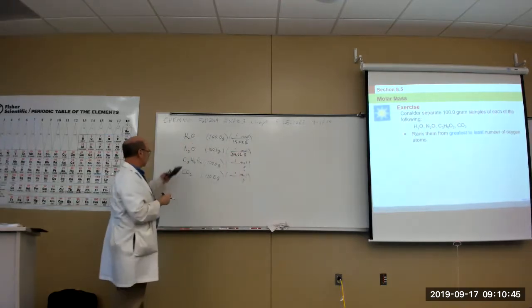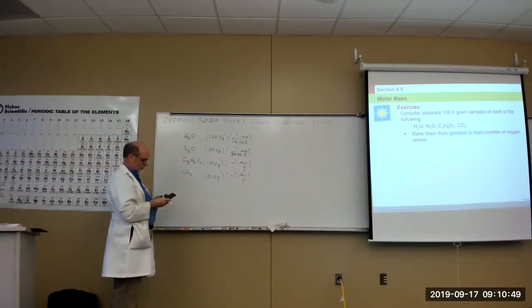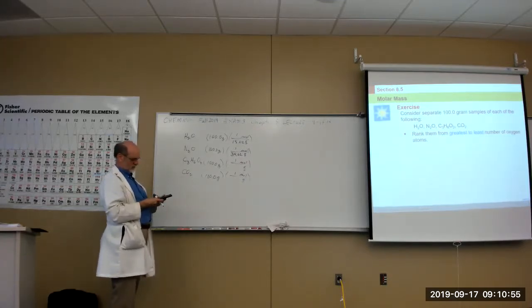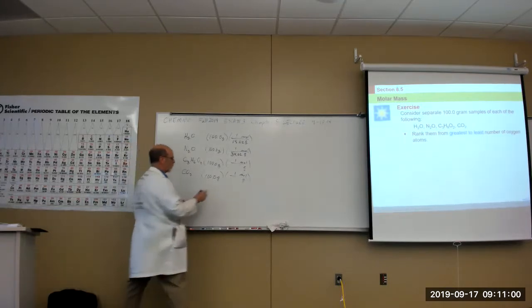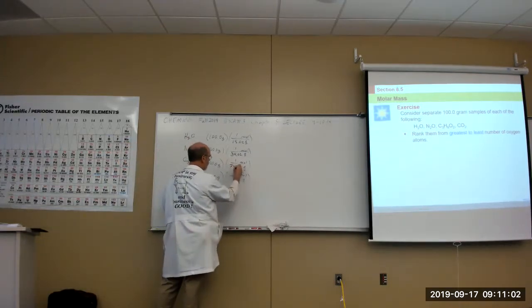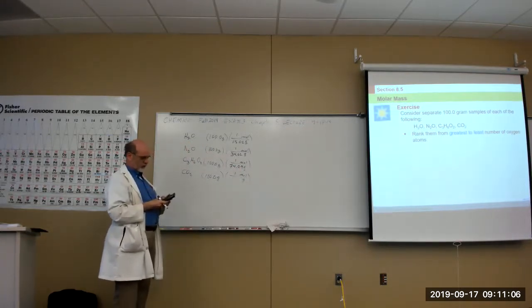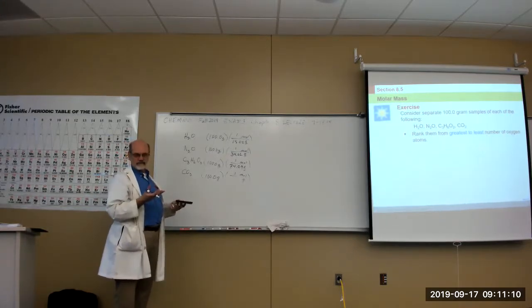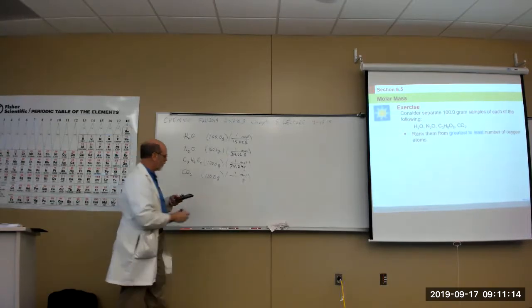Okay, how about this one? That takes a little more work. 3 times 12.01, and 6 times 1.01. Okay, and then 2 oxygens, 32. That's 74.09. Carbon dioxide, 12.01 for 1 carbon, and 2 oxygen is 32. Right? 44.01.